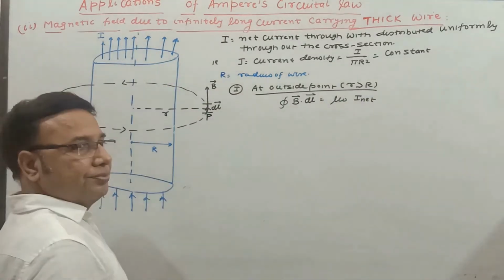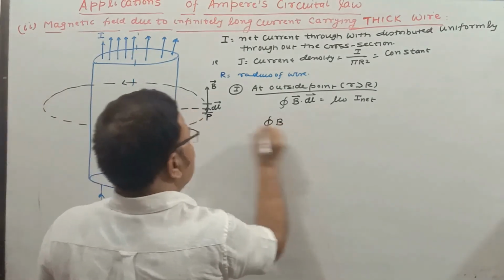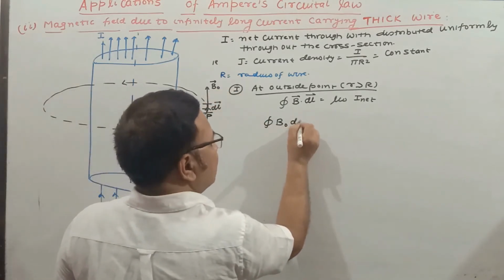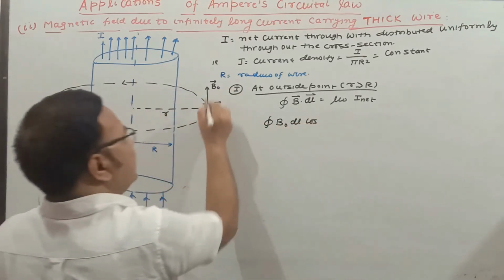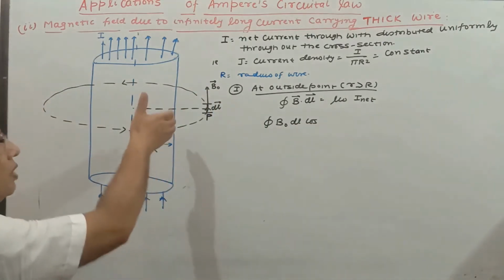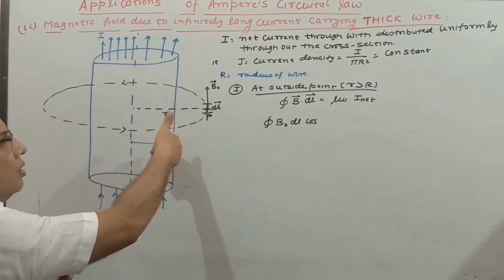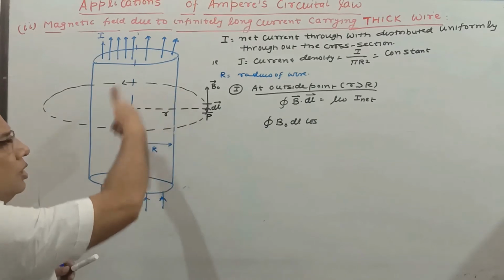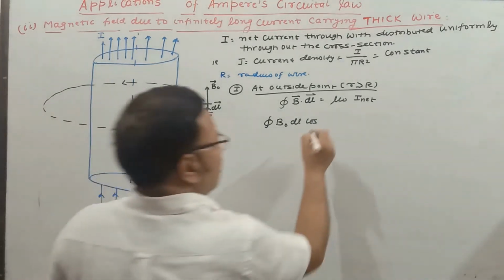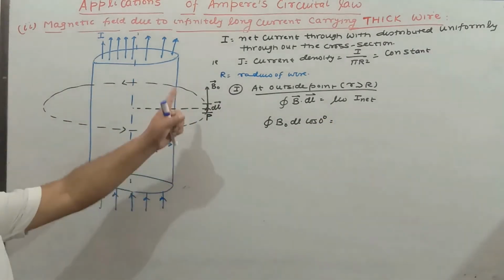Here we have the integral of B, the magnetic field at an outside point, which we can call B naught, into dl into cos of the angle. Here B and dl are both in the same direction. B is tangential, and we know how to find the direction: we grip the wire, the thumb shows the direction of current, and the curl shows the direction of magnetic field. So it is dl cos 0 degree. Why cos 0? Because B and dl are both in the same direction.